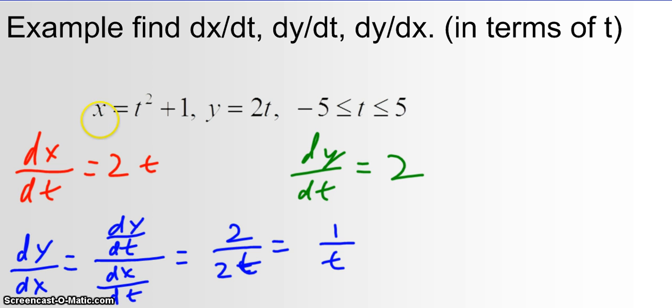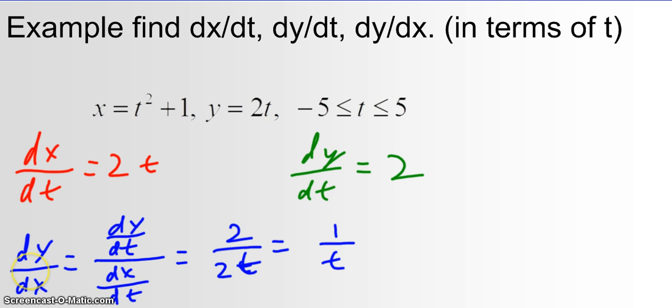Okay, so if we want to find dx/dt, dx/dt is going to be 2t because we're going to take the derivative of the x and t relationship with respect to t. If we want to find dy/dt, we're going to take the derivative of the y and t relationship with respect to t, so that's going to be 2. And if we want to find dy/dx, well, I know dy/dx is dy/dt over dx/dt. So if I take 2 and I divide it by 2t, I get 1 over t.